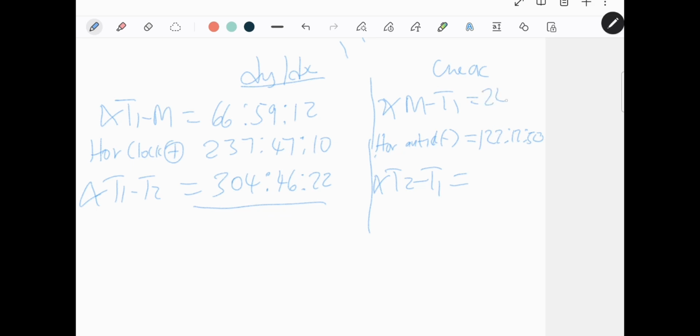So here you just have 246, 59, 12. Then you just subtract them. Minus 122. Just do the opposite of what you did on that side. 122, 1250. So you're getting 124, 46, 20, 22. And when you subtract them, you're supposed to get a difference of 180. Remember, because it's the forward bearing and the backward bearing.